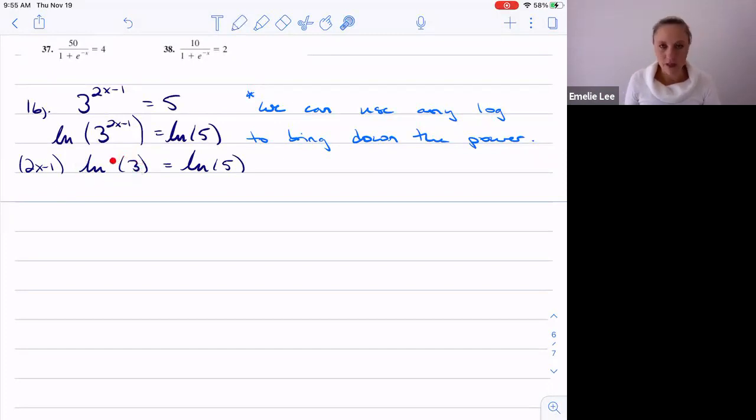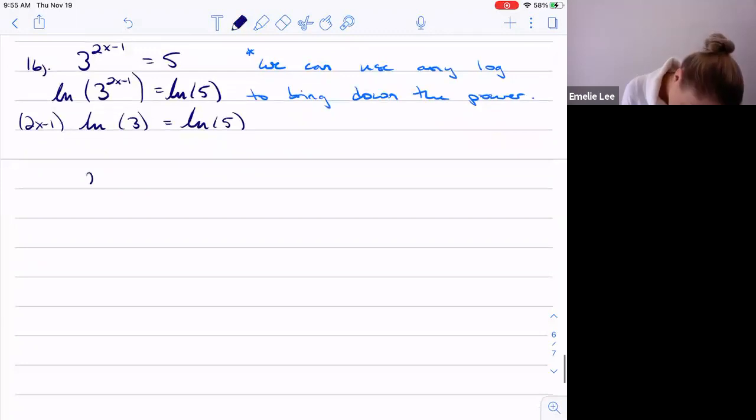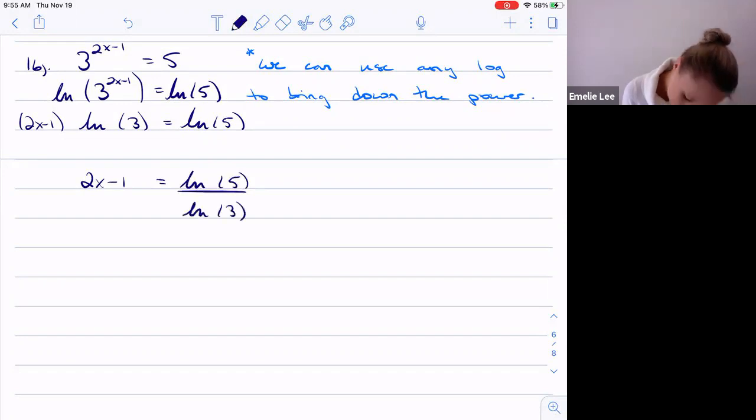Keeping these separate, I'm not going to expand them out. You can, right? But what I'm going to do is I'm just going to keep 2x minus 1 on its own, and the ln of 3 I'm going to divide over to the right-hand side. So what I get is 2x minus 1 is the ln of 5 over the ln of 3.